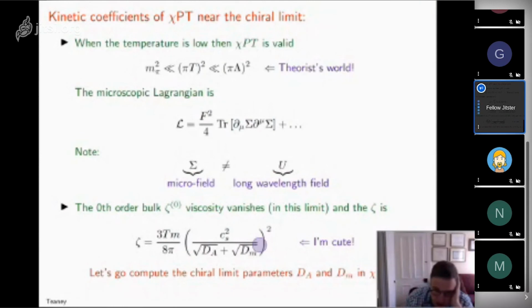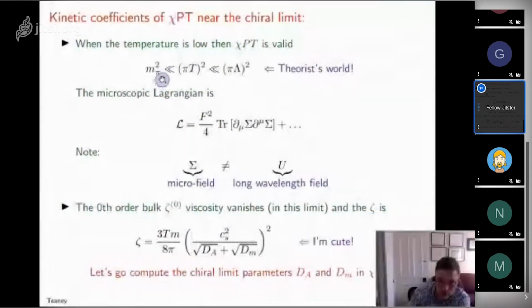And so we started to calculate how the parameters depend in chiral perturbation theory. We're working in a very specific regime, which is not the real world. We're assuming that the pion mass is much less than the temperature, and much less than the cutoff. Then you have a very specific microscopic Lagrangian, which has superfluid behavior at long distances. And we have this formula that we derived using hydrodynamics for the shear and bulk viscosity. In particular, the bulk viscosity depends very simply on the dissipative parameters of the superfluid theory, dA and dN.